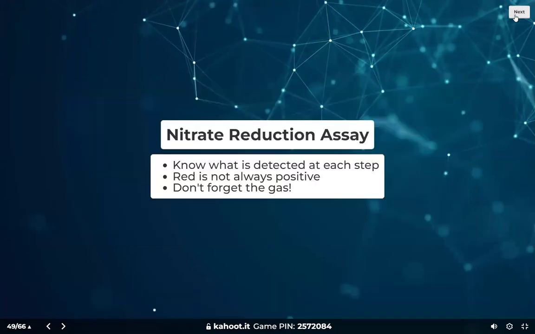Okay, what is detected at each step? First step, A and B, nitrite. Second step, zinc, nitrate. Red is not always positive for the overall assay, right? For the overall assay, the first step, red means positive for the whole assay. The second step, red means negative for the whole assay, right? And don't forget the gas in the tube. If you do have gas in that Durham tube, that would also mean that you were positive for nitrate reduction.